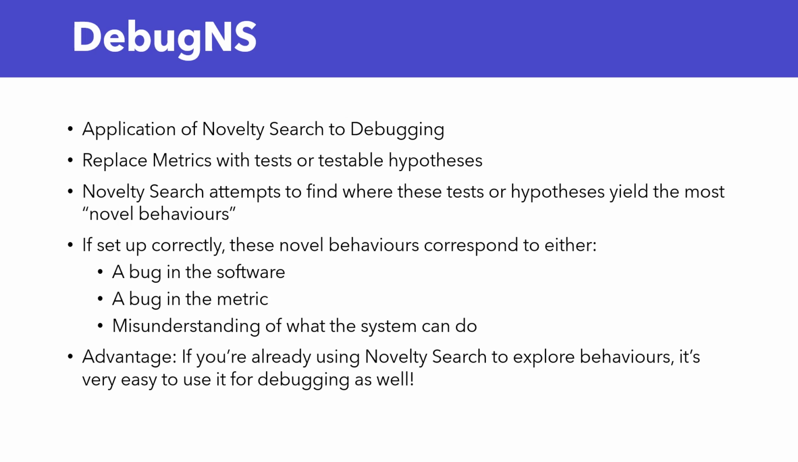Specifically, either a bug in the software, a bug in the test, or a misunderstanding of the capabilities of the system. It's also worth noting that if the user is already intending to use novelty search, for example to explore the behavior of a simulated system, such as we were doing in the March project, then using novelty search for debugging purposes is almost free to implement. Most of the hard work will already be done as part of the integration of novelty search.